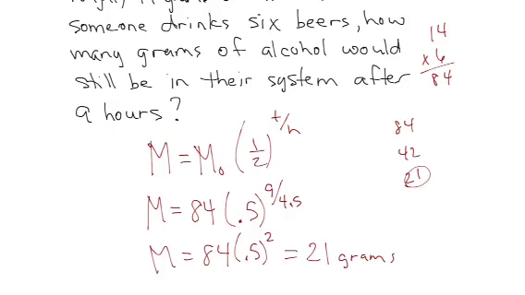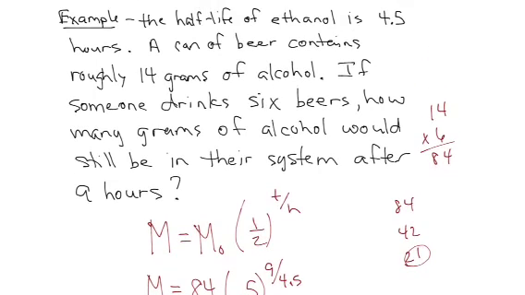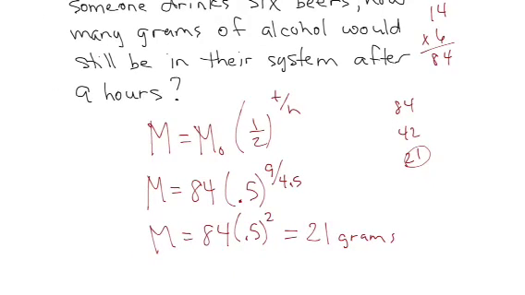Well, let's think about that for a second. 21 grams, well, there's only 14 grams in 1 can of beer. 21 grams, that'd be like 1.5 cans of beer. So 9 hours after this person drank their 6 beers, they still have enough alcohol in their system as if they drank 1.5 beers. Which is why people who drink alcohol and stay up late at night should not be driving in the morning. If you go driving in the morning, there is still enough alcohol in your system to register on a breathalyzer if you ever get pulled over.